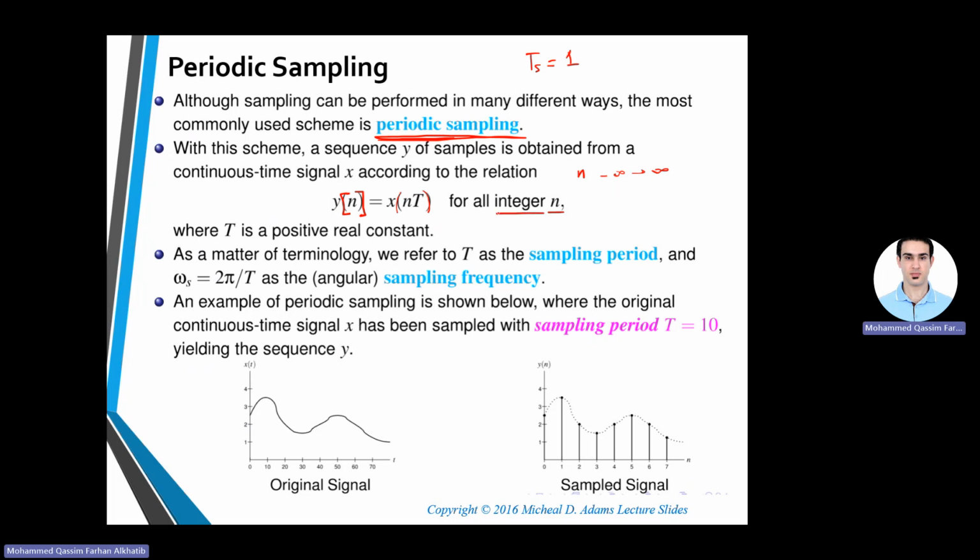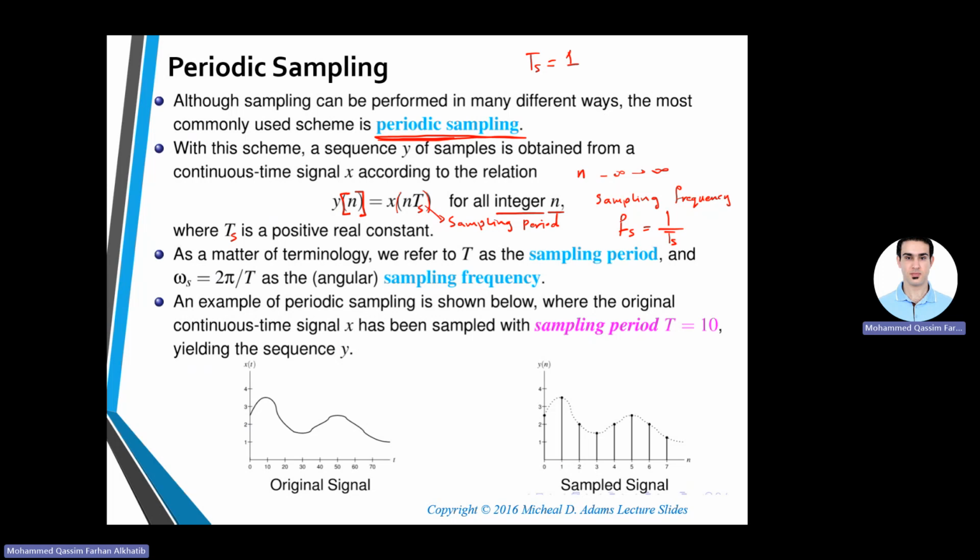The restriction is that n is an integer, and Ts is a positive real constant. That's what we usually call Ts, which stands for the sampling period. Another term we usually use is the sampling frequency, which is Fs, and mathematically it's 1 over Ts. The frequency is the reciprocal of time.